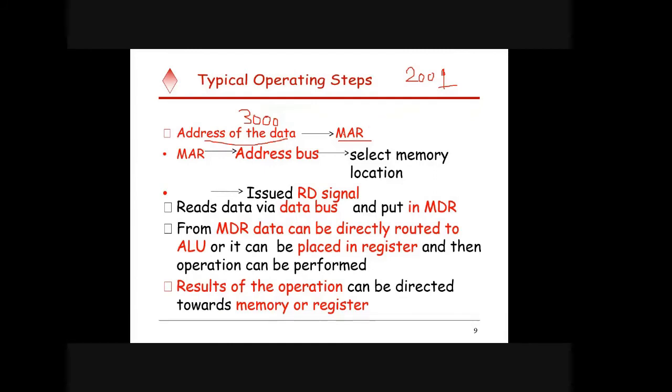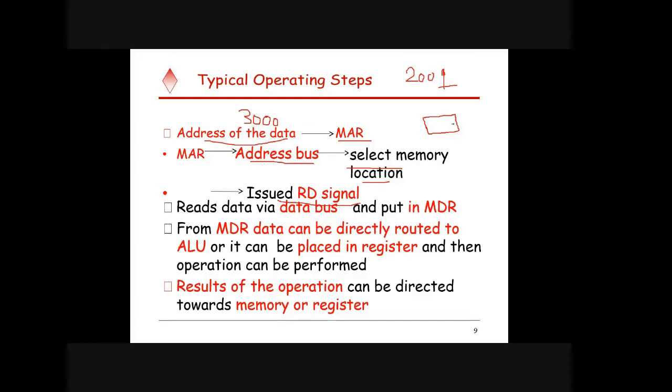Once it gets into MAR, it will go through the address bus to connect to the memory unit. After that, the memory unit understood that okay, 3000 is the address, that much the memory unit understood. But what operation, the memory unit doesn't know whether I should write into 3000 or read from 3000. So that time again the control unit will issue the read signal.